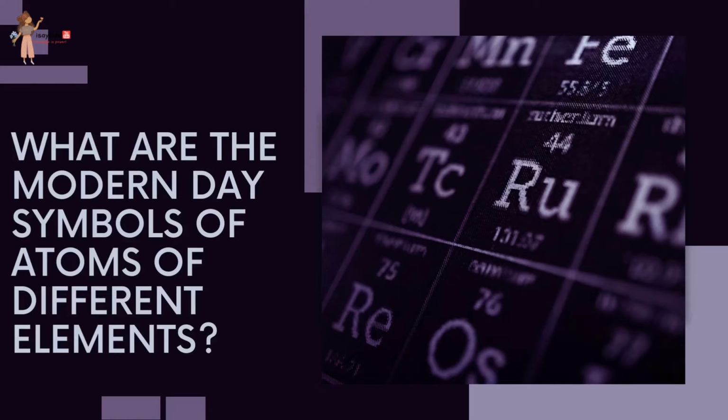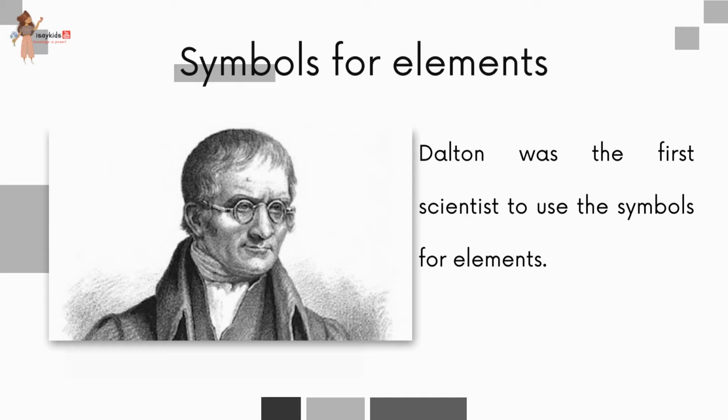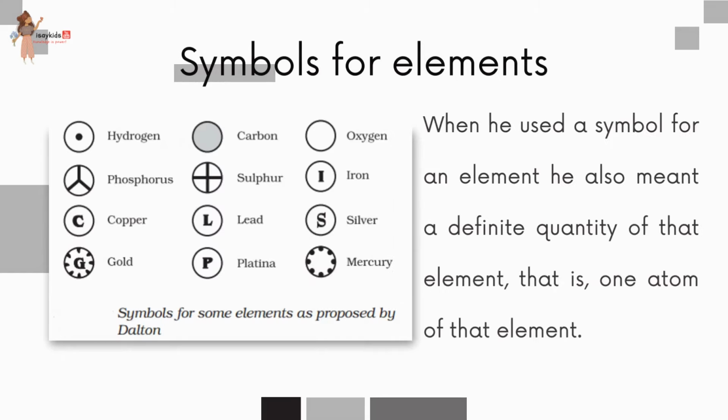Let's see what are the modern day symbols of atoms of different elements. Dalton was the first scientist to use the symbols for elements in a very specific sense. When he used a symbol for an element, he also meant a definite quantity of that element. That is, one atom of that element.